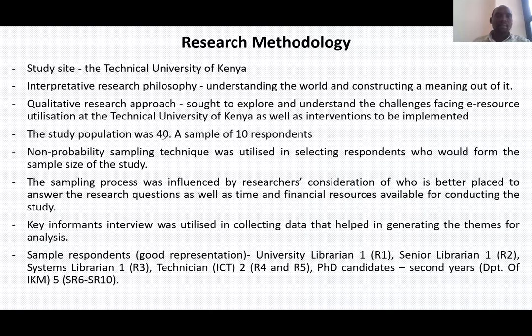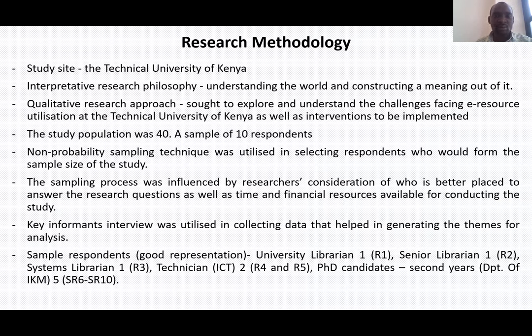So the methodology: the study site was the Technical University of Kenya, and this was an interpretative research philosophy because we sought to understand the world and construct meaning out of it. A qualitative research approach was utilized in this research to understand the challenges as well as the interventions that can be put forward so as to increase the usage of e-resources. The study population was 40.